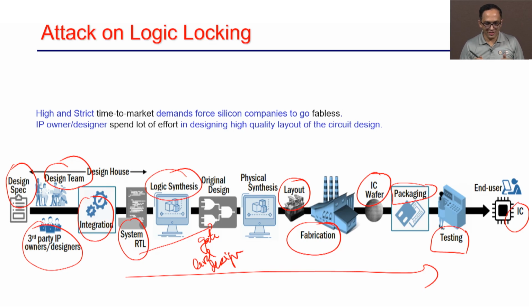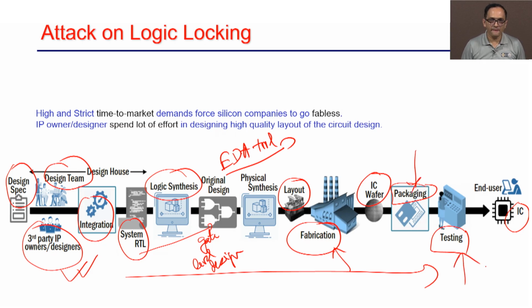So, now what are the things here? You can see that you need the third party IP, you need the EDA tools, right. You need the fabrication facility, you need the packaging facility, you need the testing facility. So, the entire flow is quite costly, right. You cannot own everything. Only very few companies have the entire process on their own. So, what they do is send it to third parties, right. This is called globalization of this process.